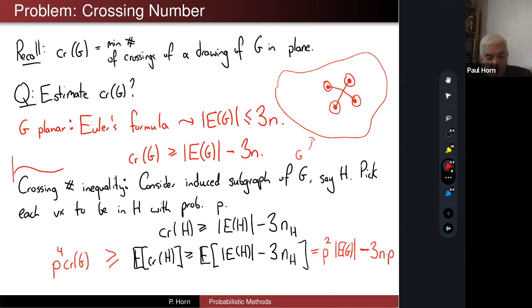So now I have an inequality that looks like the crossing number of G is at least the number of edges of G over p squared, minus 3 times n, the number of vertices of G, divided by p cubed. And this is something that is true for any p less than 1.